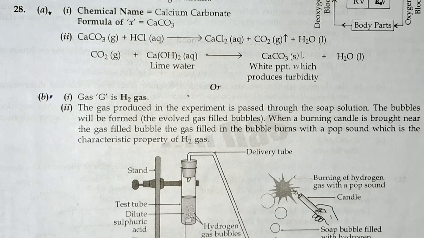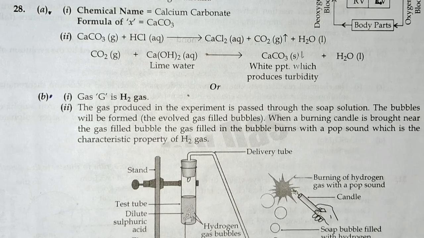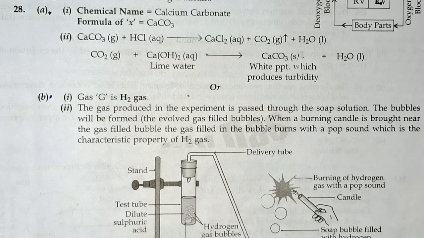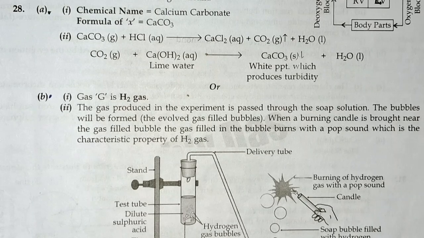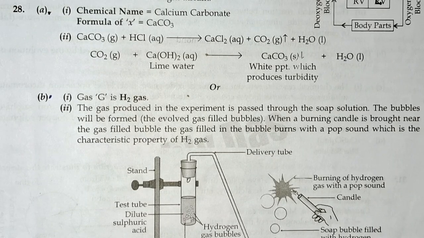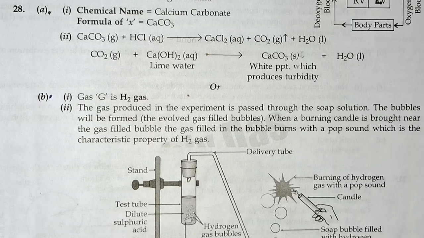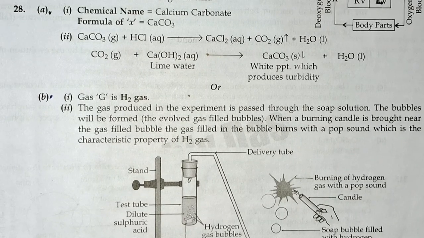Then CO2 as a gas plus Ca(OH)2, calcium hydroxide, or known as lime water, in its aqueous form, reacts to give CaCO3 solid, which is a white precipitate and produces turbidity, plus H2O liquid water.